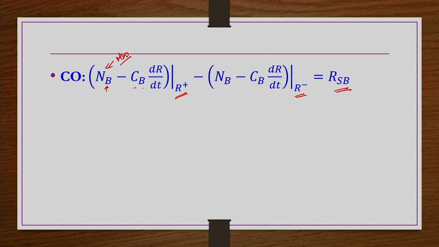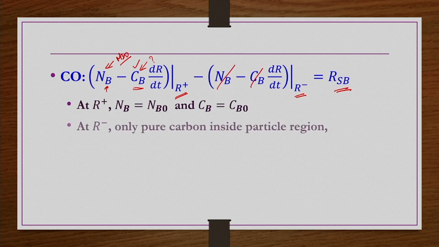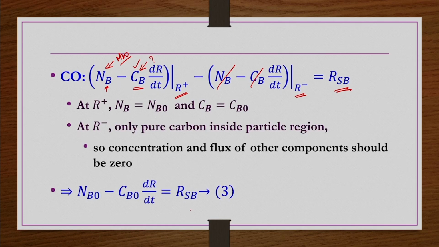Okay. And then this Cb is nothing but the concentration of carbon monoxide towards the gas side. It is towards the gas side. So, definitely when a carbon particle is reacting with the oxygen, carbon monoxide is forming. So, definitely it is there. How much it is we may not be knowing, but it will be there. So, both these terms would be there here in this case of CO, but R minus case, that is towards the particle side, to the interior of the particle, gases are not being diffused or penetrated. So, their flux, their concentration would be 0. So, what we have, Nb naught minus Cb naught dr by dt is equals to Rsb.